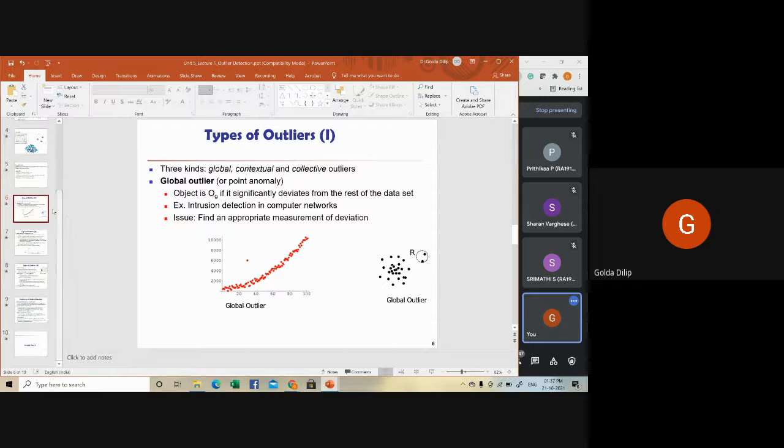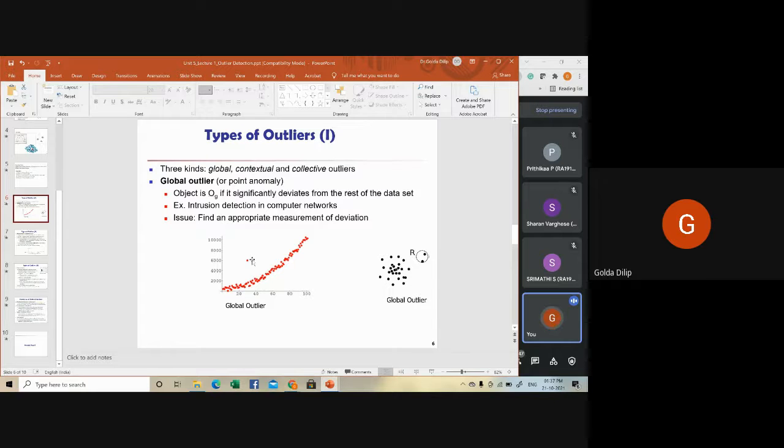The first one, the global outlier, is also called a point anomaly. It's an error which deviates significantly from the rest of the data. They are single data points. You can see here a single red dot as an outlier, a single data point lying far from the rest of the distribution. That's when we call it a global outlier.